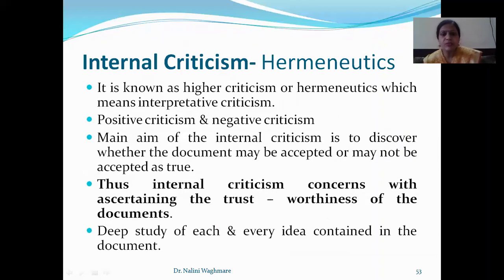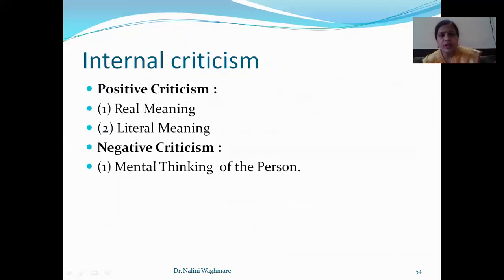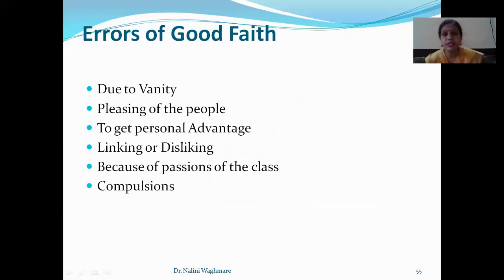Then internal criticism. The main aim of internal criticism is to discover whether the document may be accepted or may not be accepted. Internal criticism is concerned with asserting the trustworthiness of the document. Again, in internal criticism we have to find positive criticism and negative criticism. In positive criticism we find the real meaning, the literal meaning, and in negative criticism, the mental thinking of a person while writing those things. That also we study in history.